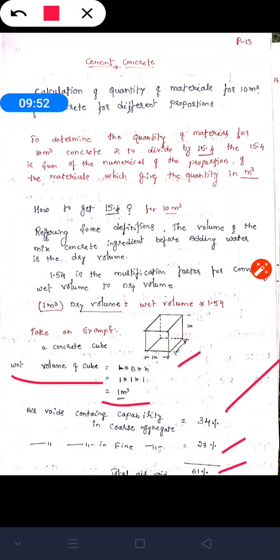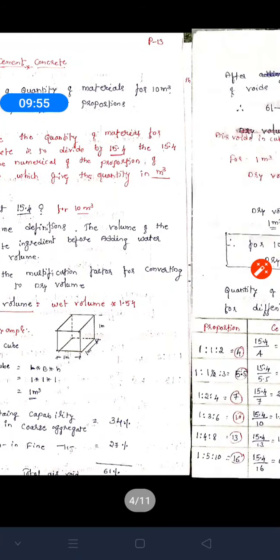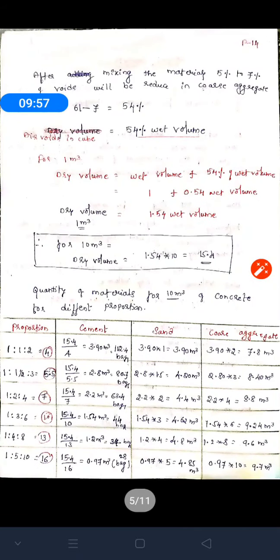Okay, then after mixing the materials, 5 to 7% of air voids will be reduced in the coarse aggregate. After mixing both coarse aggregate and fine aggregate, there will be 5 to 7% reduction of voids. It means 61% minus around 7%, then we got 54%. So in order to calculate the dry volume, we should consider 54% of the wet volume. Okay? So air voids in the cube equal 54% of the wet volume.